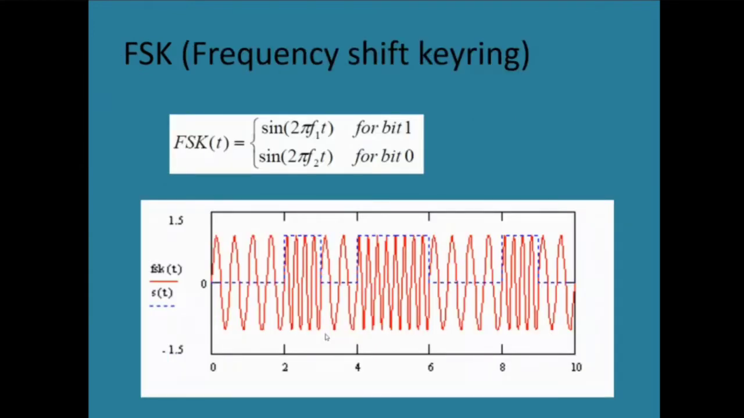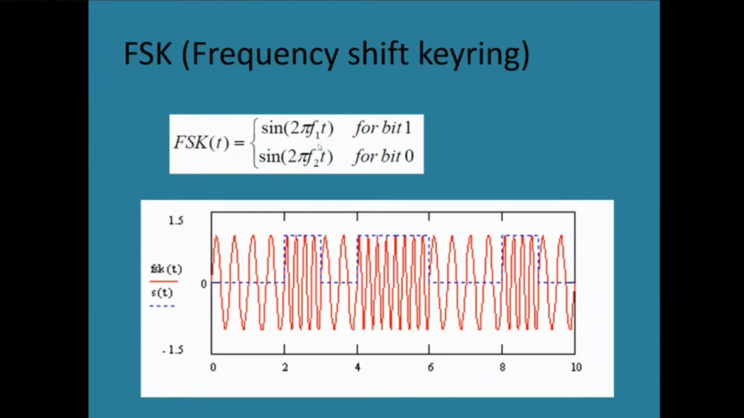Next one, frequency shift keying. Here, two different carrier frequency signals are used. For binary bit 1, it will allow one carrier signal, sine 2 pi f1 t. We take the frequency f1, and in frequency shift keying we are using two different frequencies. For binary bit 0, another carrier frequency is used, that is f2.